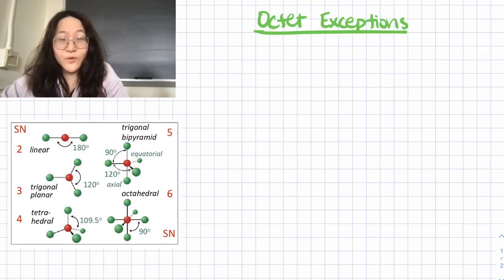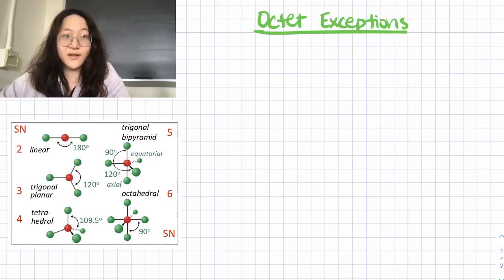In this video, we're going to be talking to you about octet exceptions. If you remember from our previous videos, we talked through this order of priority or importance between steric number, octet rule, and minimizing formal charge. So in this video, we're going to be talking about those atoms and molecules that don't necessarily have a full octet because they are in favor of fulfilling their steric number instead.